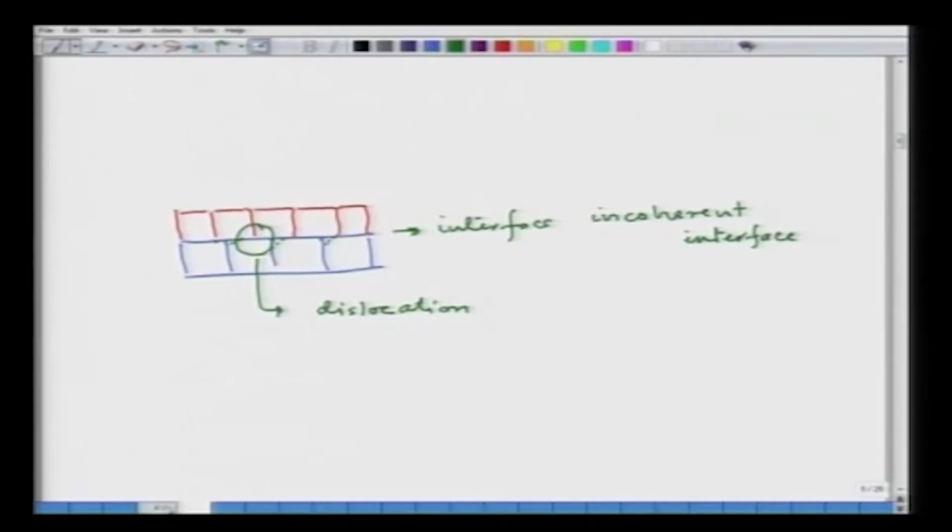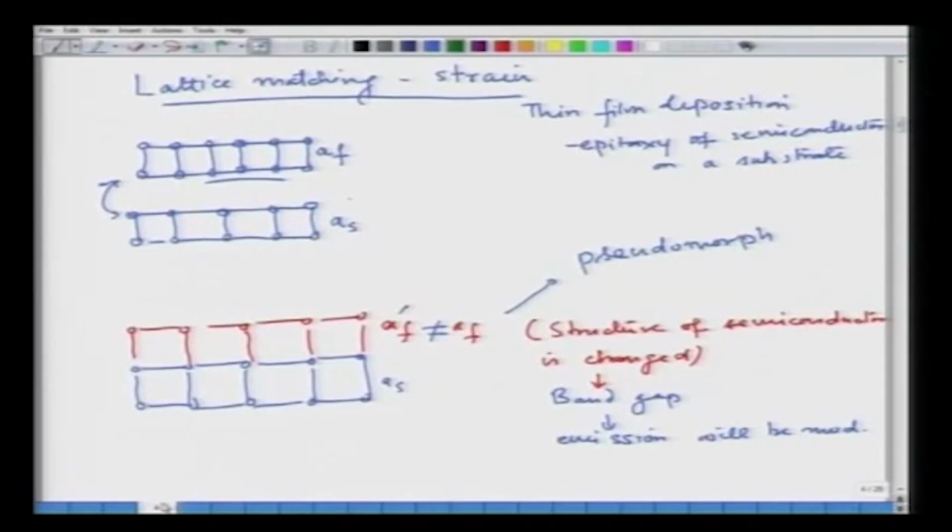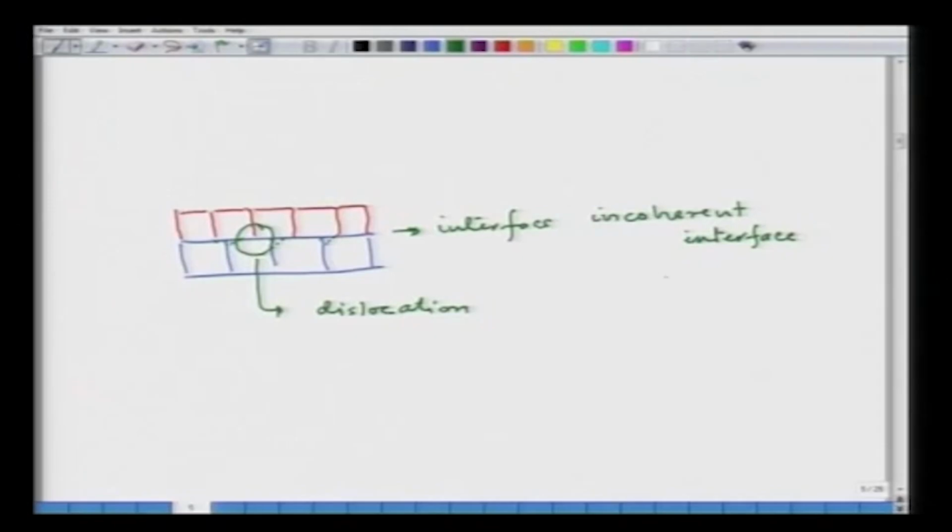And the earlier one is called the coherent interface. The incoherent interface would happen only when the lattice mismatch is high. And the coherent interface requires good lattice matching.